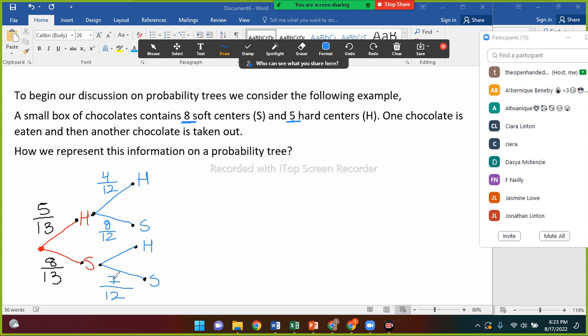And what plus 7 gives me 12? Well, that's going to be 5. So 5 over 12. Okay. And that's basically how we complete the probability table.